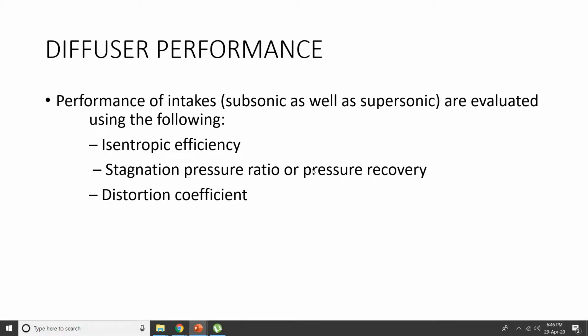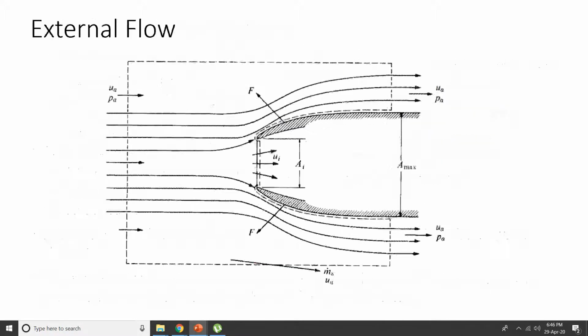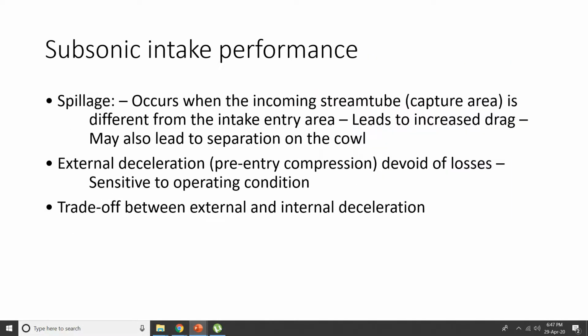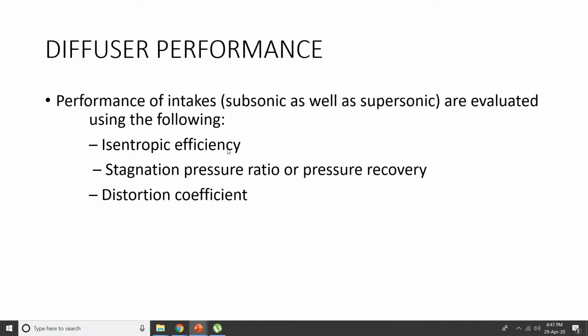So like I said, if you want to see the performance parameters, to evaluate whether this is working properly or how much work you're able to get in, you'll have three things to look at. One is your isentropic efficiency, stagnation pressure ratio or pressure recovery, and distortion coefficient. So isentropic efficiency of the inlet.